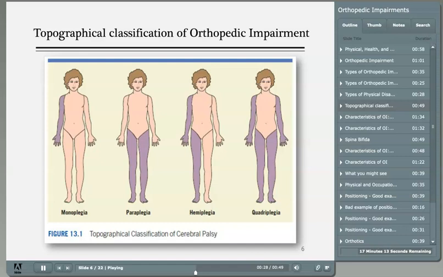Monoplegia means one limb is affected. Paraplegia means the legs only are affected. Hemiplegia means one half of the body or one side of the body is affected. Triplegia refers to three limbs, although it is not included on this picture. And quadriplegia refers to impairment in all four limbs.